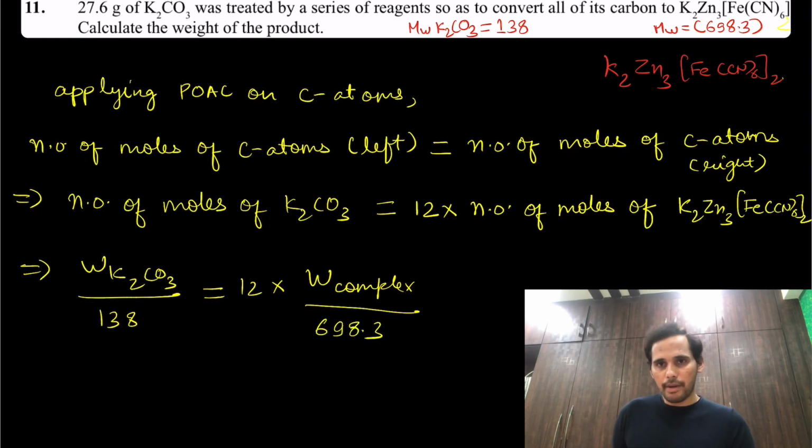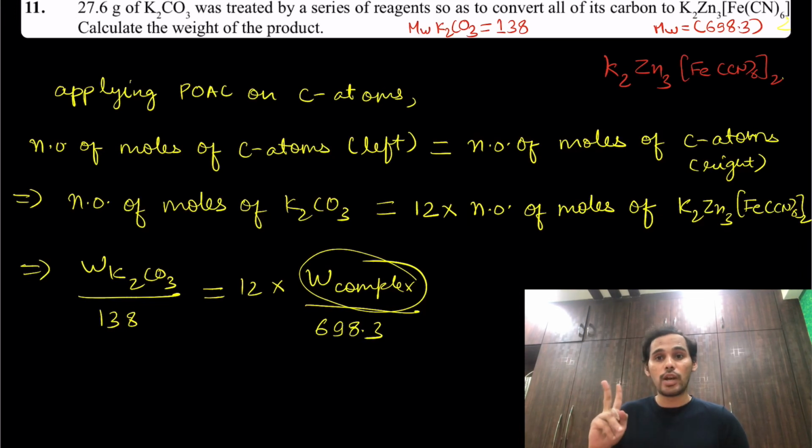अब अगर प्रोडक्ट हमारा कॉम्प्लेक्स है और कॉम्प्लेक्स का वेट निकालना है तो हम निकाल सकते हैं, प्रोवाइडेड की वेट ऑफ K2CO3 हैज बीन गिवन. Yes, it is there. It is 27.6. So very easily we can do this question also. Again, 2 lines. Only 2 lines we are using and we are doing this particular question.